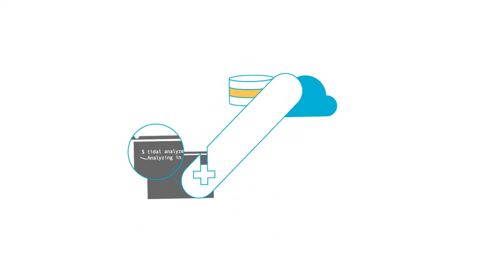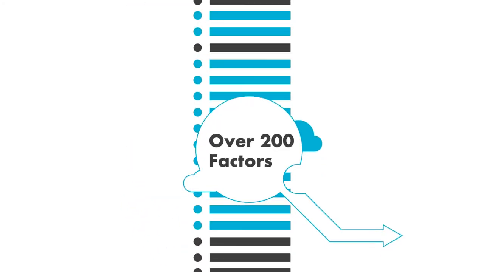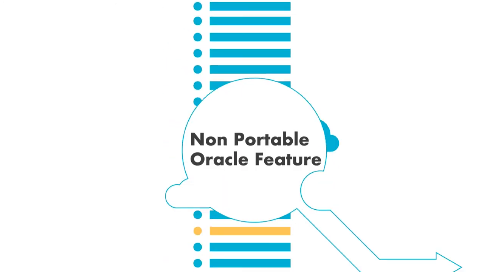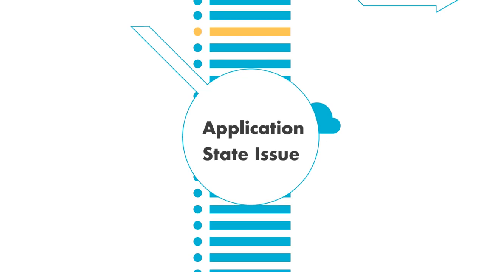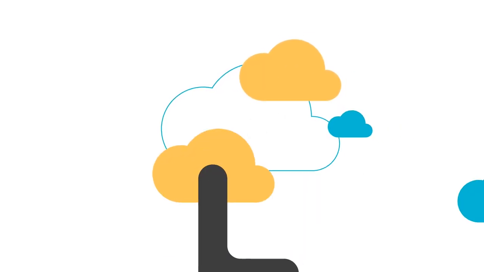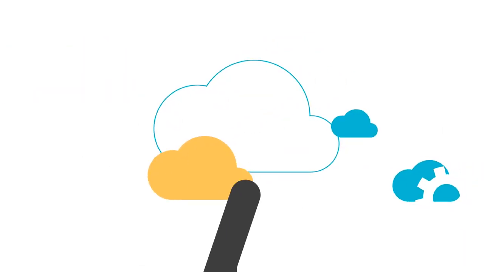migration Swiss Army knife. You can review insights based on over 200 factors. You'll see hard-coded IPs, non-portable Oracle features, and hidden application state issues. That way, you'll know where to focus in order to eliminate unpleasant surprises. After that, you'll be ready to move to the cloud, the transformative and cloud-native way. Replatform and refactor your applications with certainty and leave the pain of lift and shift migrations behind.